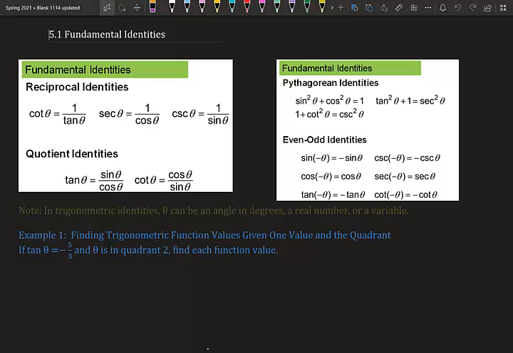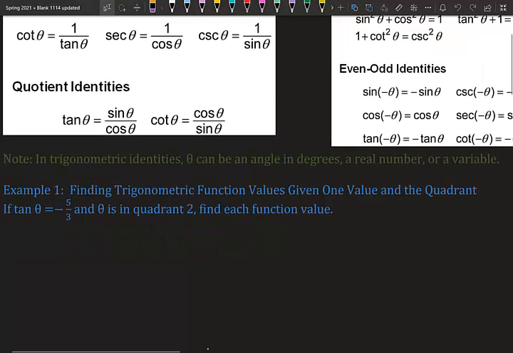Alright, we're going to be using all of these throughout Chapter 5 and more identities that we'll learn along the way. You do need to have every identity memorized. You are not given any of them for the test. In trigonometric identities, theta can be an angle in degrees, a real number, or a variable, right? It could be x, it could be theta, it could be in radians, it doesn't matter.